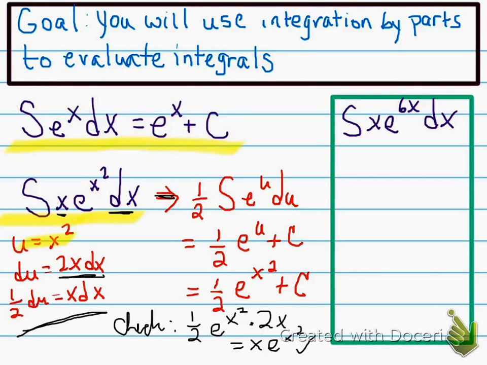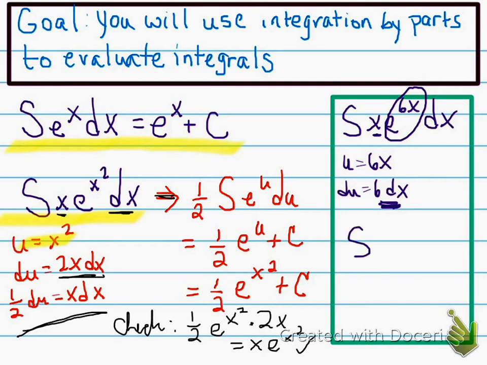We would have to use u. Our best choice for u would be the 6x. So if we go and let u equal 6x, du would equal 6 dx. When we try to make a match here, we could replace this with e to the u, but we have this x left over. We don't have an x down here. So this substitution won't work.